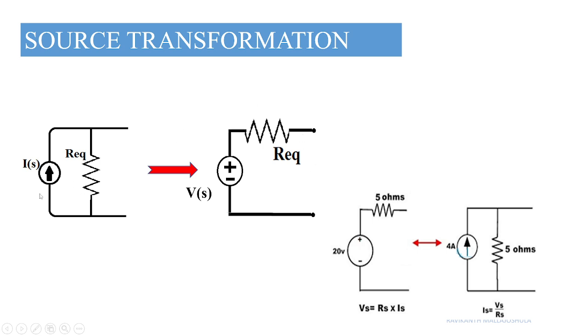Then you have source transformation. This is a current source. It can be transformed to a voltage source, or you can see an example here where we have a voltage source in series with a resistor. It can be transformed to a current source in parallel with the same resistor. So this comes under source transformation. In general, we have only 2 types of sources, that is current source and voltage source.